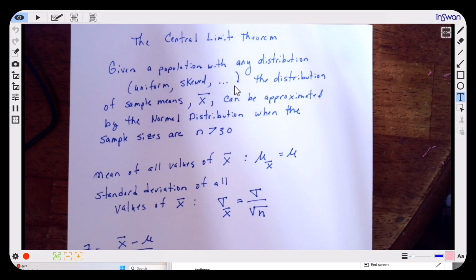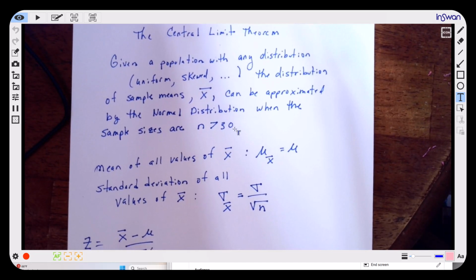Okay, chapters 7.1 through 7.3 talk about the central limit theorem. This is a very powerful theorem: if you're given a population with any distribution, it could be uniform, skewed, or whatever, and you don't know that it's normal, then the distribution of sample means, x bar, can be approximated by the normal distribution when the sample size n is greater than or equal to 30. Now, I have seen some books that say n has to be greater than or equal to 30.